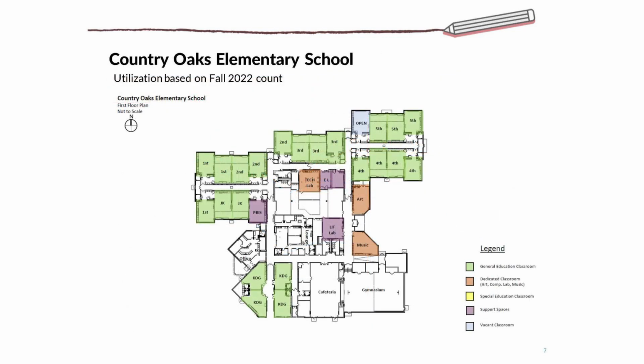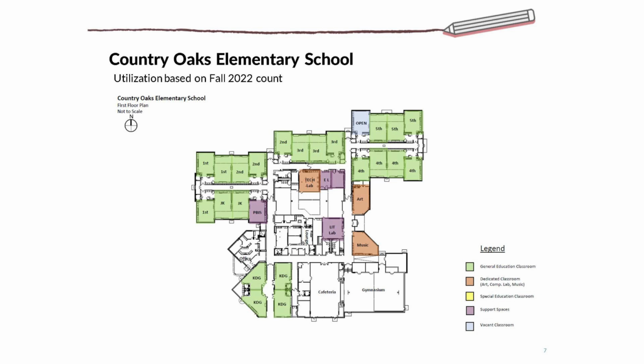So the first example we have tonight is Country Oaks. If you look at the classrooms, we're literally trying to figure out which grades are in which areas. Some classrooms are larger than others. Kindergartners by code, and by design, are a little bit larger than some of the other spaces. Those are green, so all the general ed classrooms are green. The orange classrooms are those specials we talked about: art, music, tech. The purple are some of the support spaces. So if you see the PBIS room, that was probably a classroom sometime in the past. Now it's being used as a support space.